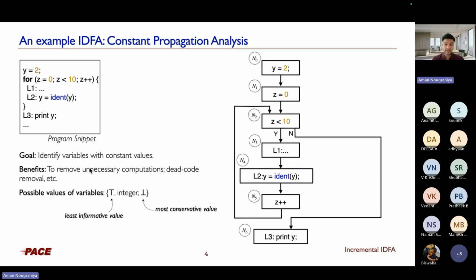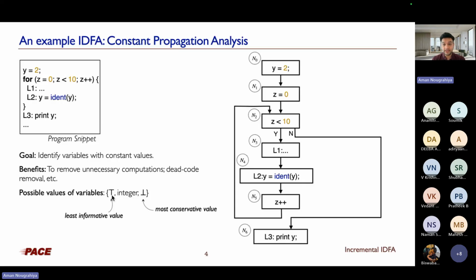The possible values that we model statically are top, integer, and bottom. Top represents the least informative value. That's, for example, the value that we would presume before we analyze any node. Bottom, on the other hand, is the most conservative value, where we say that, okay, I'm done processing the node, but I'm not able to statically identify the exact integer value for that.